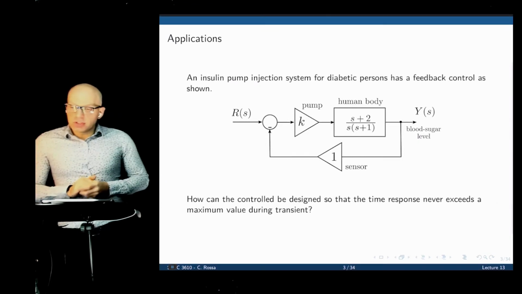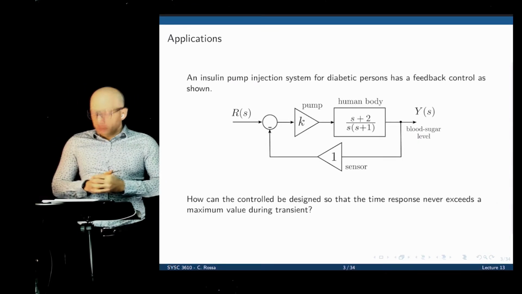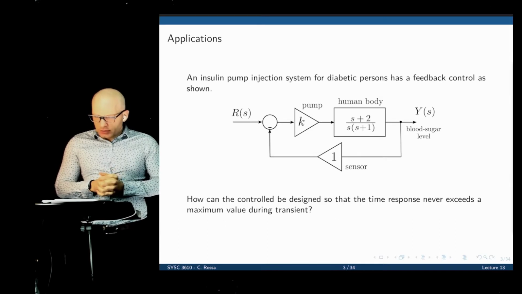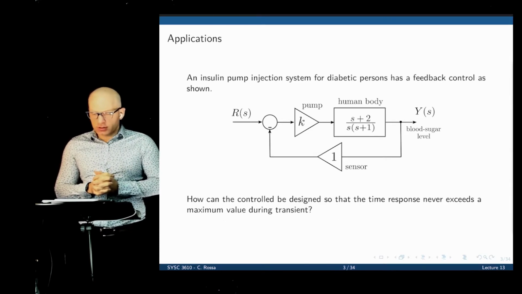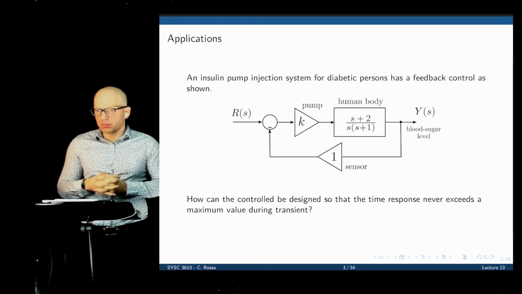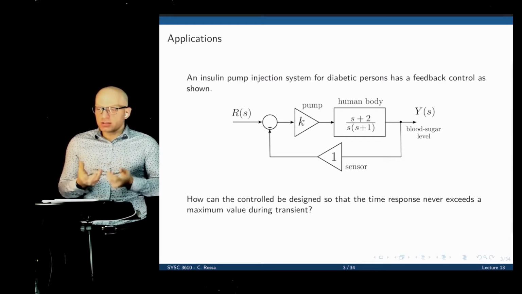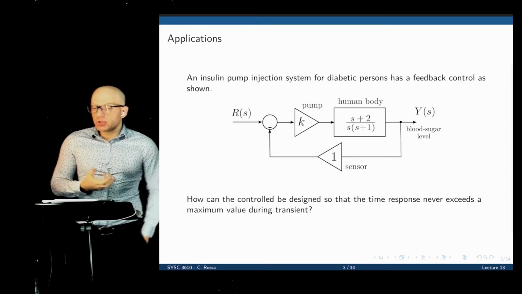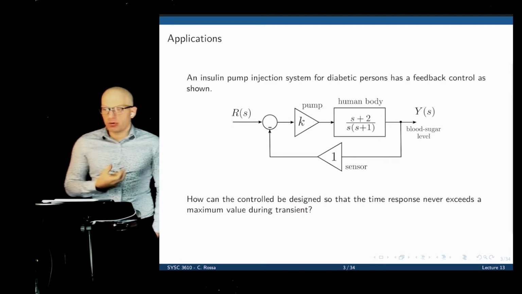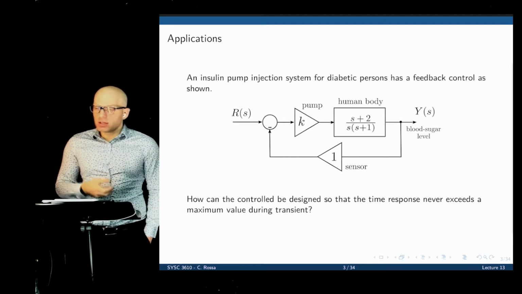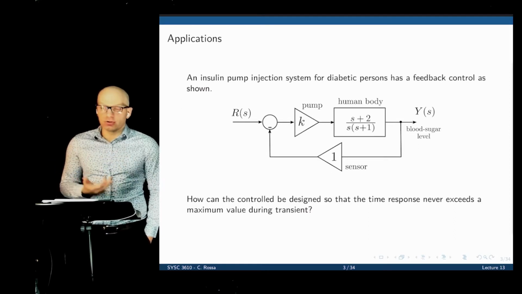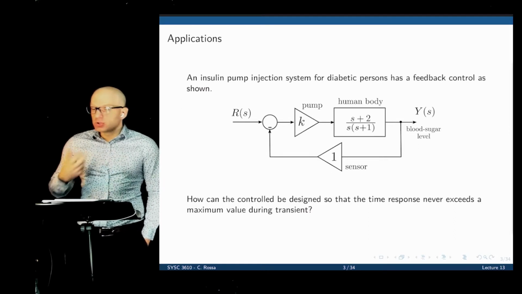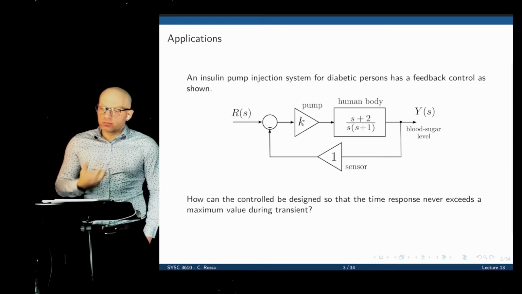So there are many applications of this concept. Here is one. We have an insulin pump that injects a certain amount of drug to control the blood sugar level. How can we design a controller for this system, such that we want the system to reach a steady state within a certain amount of time, but never exceed a maximum threshold? We never want the output to be beyond a certain value. How can we now tune this system to meet these requirements?